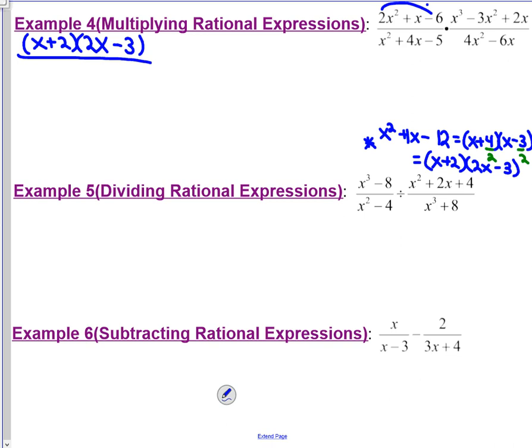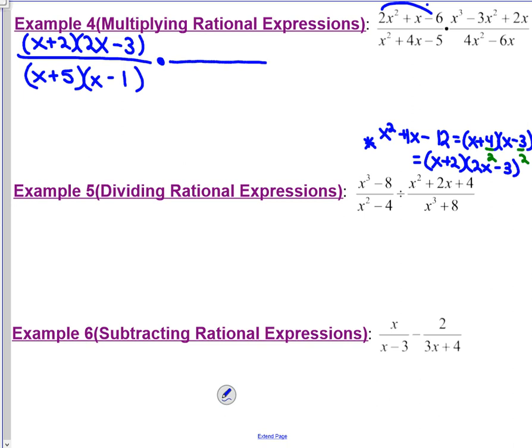I'm going to move down to the first denominator. x squared plus 4x minus 5. Two numbers I multiply to get -5 and add to get a 4. How about a positive 5 and a -1? Okay, halfway through, we can do this.